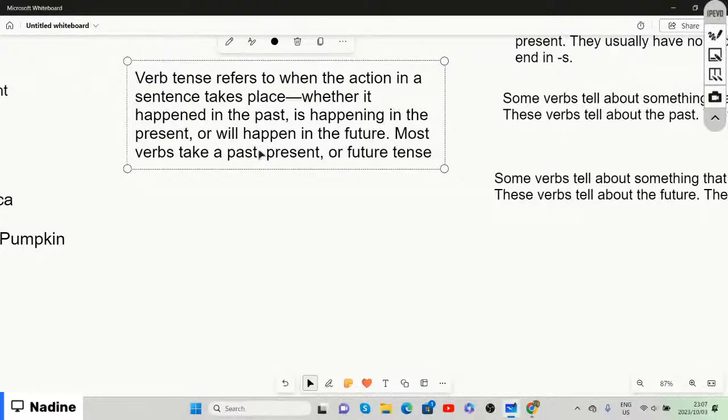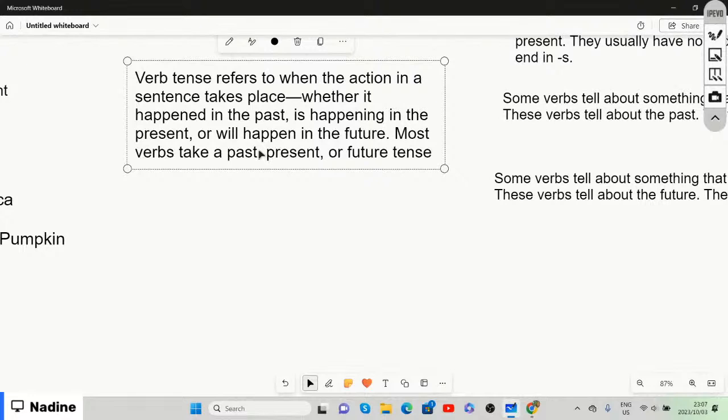The action can either happen in the past, meaning it happened already, or it will happen in the future, meaning it did not happen yet, it will happen. And we can have an action taking place in the present, meaning it is happening now.